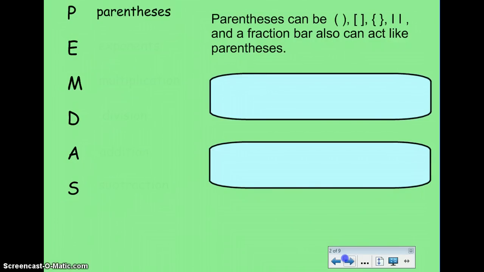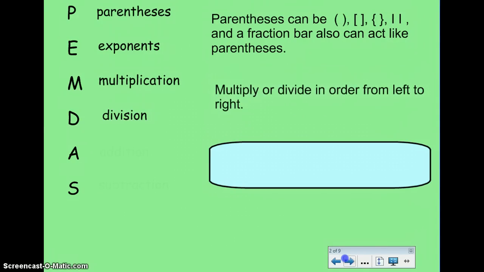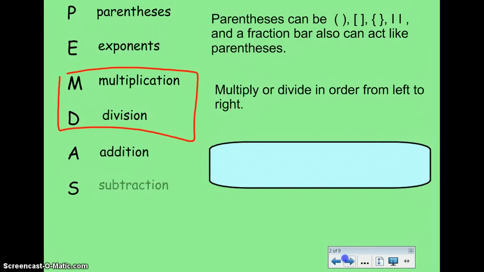Next we have E, that's our exponents. So after we've taken care of anything with parentheses, we need to work with exponents. Then we get to the M and the D, multiplication and division, and these two need to be treated as equals. I multiply or divide, whichever one comes first, in order from left to right as we'd read a book. So if division comes first, we take care of that, then the multiplication. That's a common error where we say multiplication first, but they're equals.